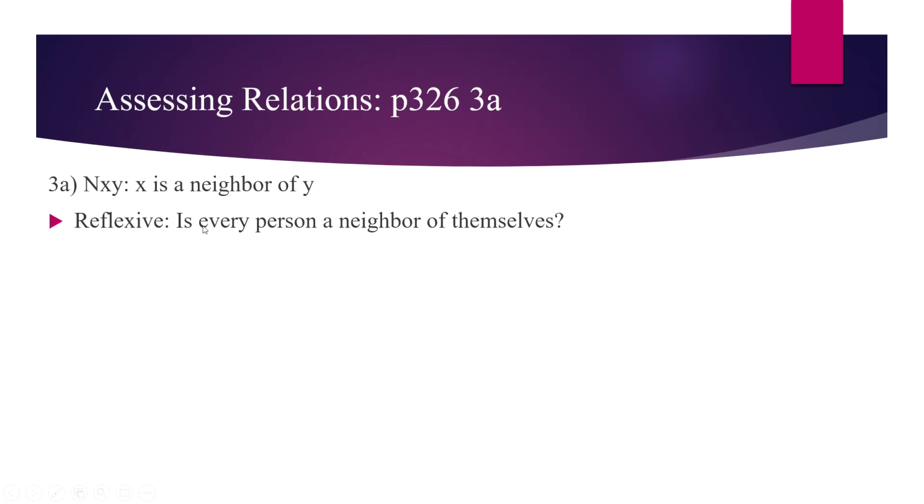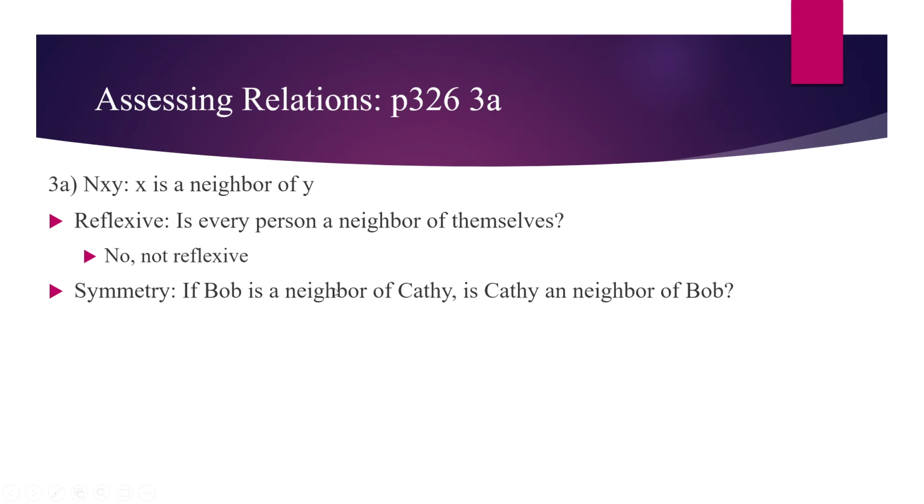So to test for reflexivity, we ask, is every person a neighbor of themselves? The answer is no, this is not reflexive. You don't live next door to yourself, you live with yourself. Symmetry, if Bob is a neighbor of Kathy, is Kathy a neighbor of Bob? The answer here is yes. If I live next door to, let me make up a name, Jeremy, then Jeremy lives next door to me. That's how it works. So it's not reflexive, but it is symmetric.